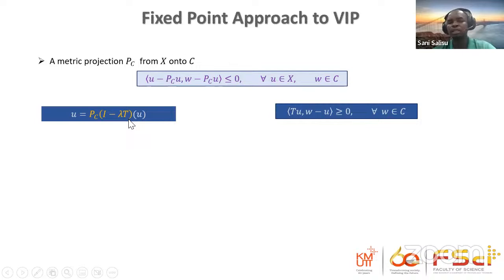So this is one relationship. You can decide to just go on and find the fixed point of this operator and it will help you to solve the variational inequality. And whenever you solve the variational inequality, you can have the fixed point of that operator back.